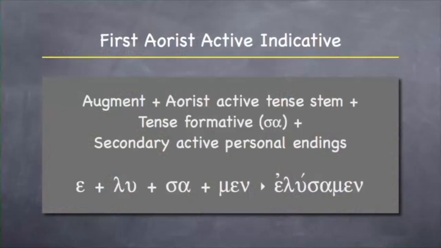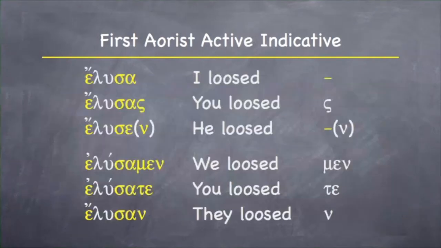So how do you form a first aorist? Well, you form them with an augment, an aorist active tense stem, a tense formative, which is the sa, and then secondary active personal endings. And you end up with a form like elusamen. See that you've got an augment there, the sa, you got stuff bouncing out at you. These are very easy forms to identify.